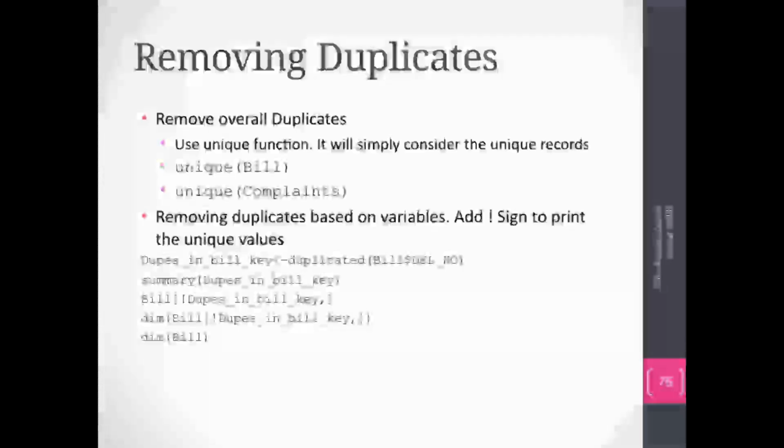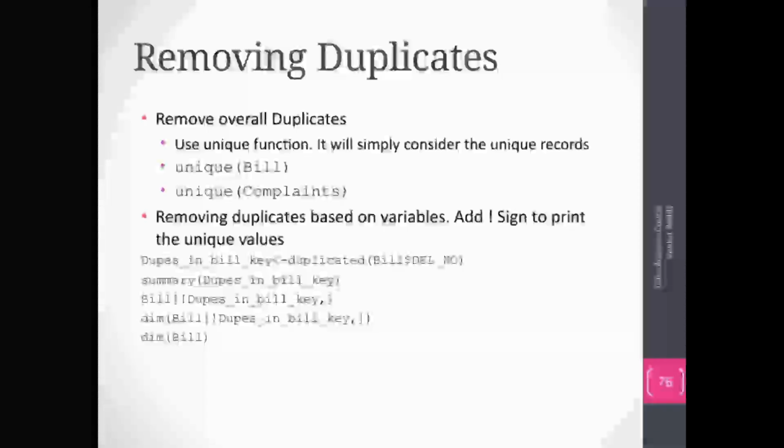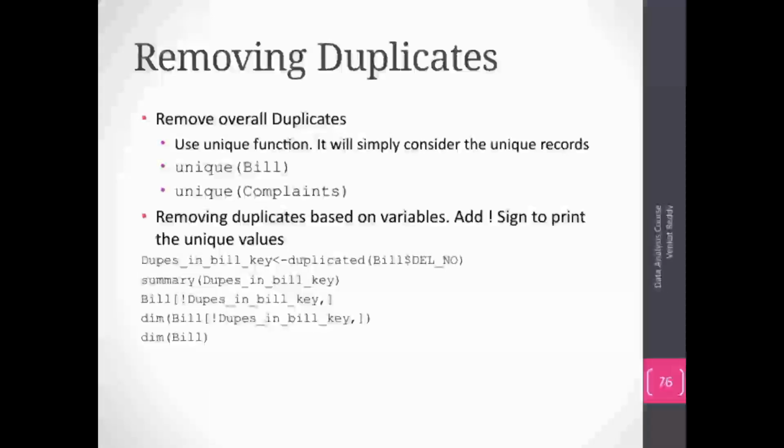Then, by subsetting the data with bill dupes in bill key, we keep only the unique entries, effectively removing the duplicates. Finally, it's good practice to check the dimensions of our dataset before and after removing duplicates, so we can see exactly how many records were filtered out. This step ensures our data is clean and ready for accurate analysis. Removing duplicates is a crucial step in data cleaning, helping us maintain data quality as we proceed with our analysis.